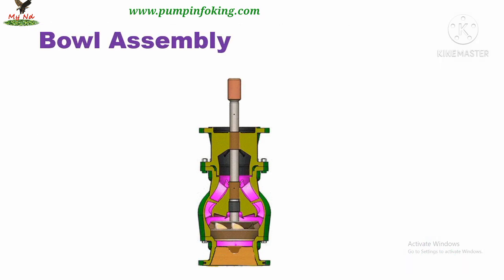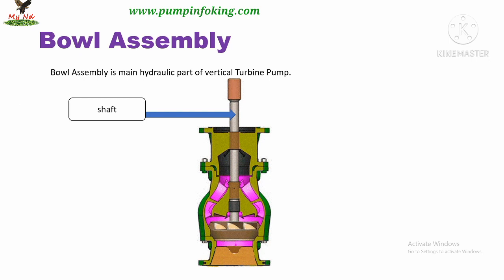Next is the bowl assembly. Here we are looking at the detailed parts of the bowl assembly. The bowl assembly is the main hydraulic part of the vertical turbine pump. So the first part is the shaft. The shaft is a rotating component used to transfer energy from the motor to the impeller.